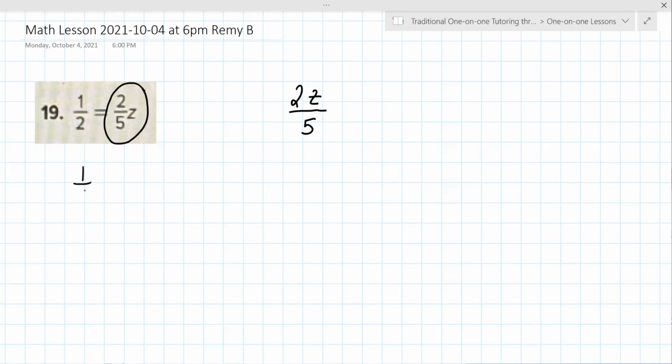So it's 1/2 equals 2z over 5. Is that okay? Yeah. All right. Now we're trying to get to z, and it's being divided by 5 and multiplied by 2. Do you see both of those? Yeah. So PEMDAS, as you well know, says that you can do multiplication and division in any order. Okay.